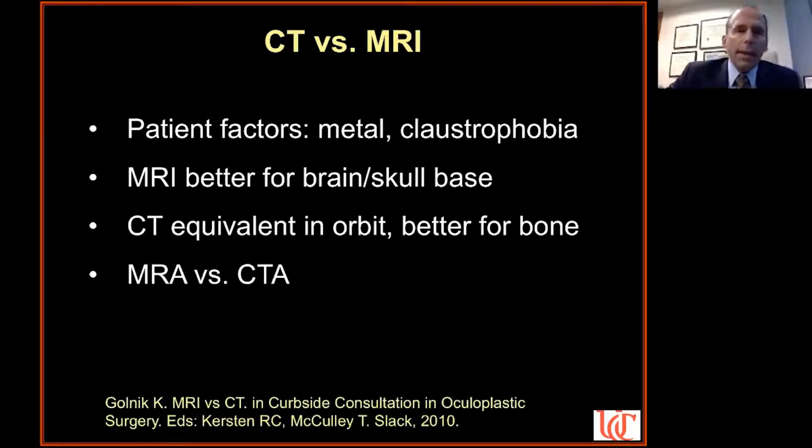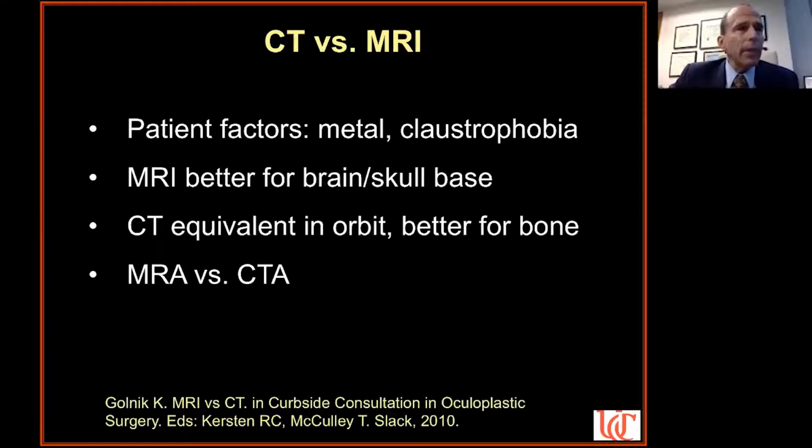So what about CT versus MRI? Well, of course, there may be patient factors that dictate your choice. So if there is any magnetic metal, these days, at least in the US, they use titanium and have been using titanium, which is not magnetic. That said, metal, non-magnetic metal, can certainly cause artifacts, both with CAT scan and with MRI.